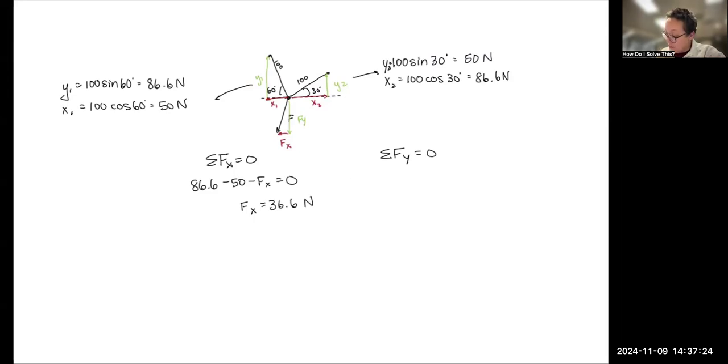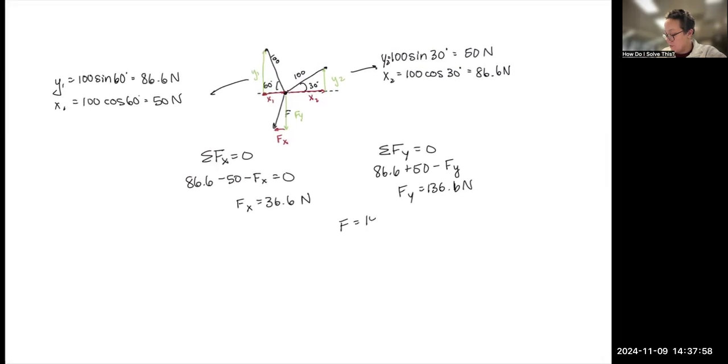In y, we've got both y1 and y2 are positive. So we've got 86.6 newtons plus 50 newtons minus Fy, and Fy is 136.6 newtons. And again, if we're asked to find F, then we're just going to need to square those, add them together, and you'll get F is 141.4 newtons.